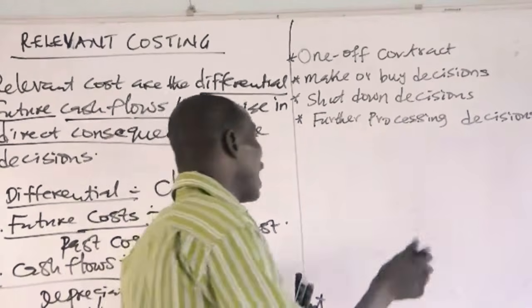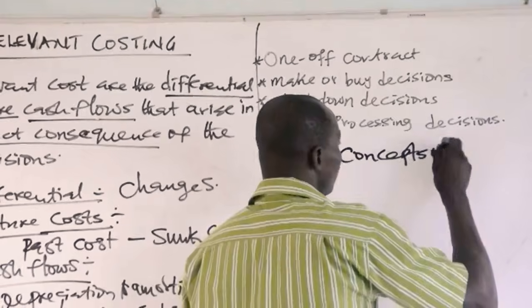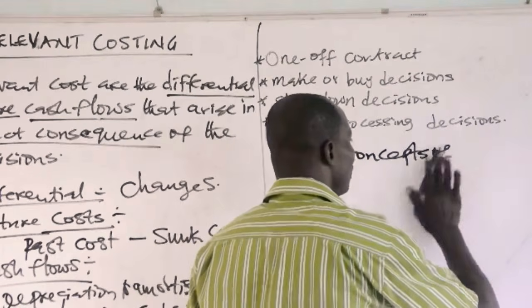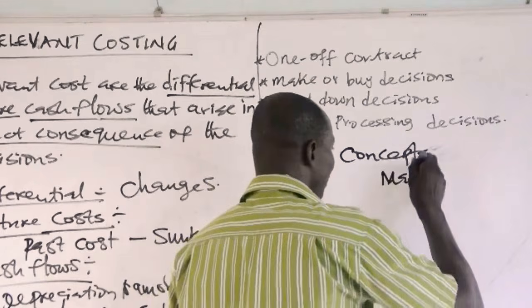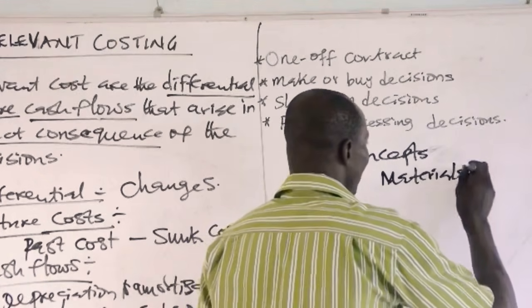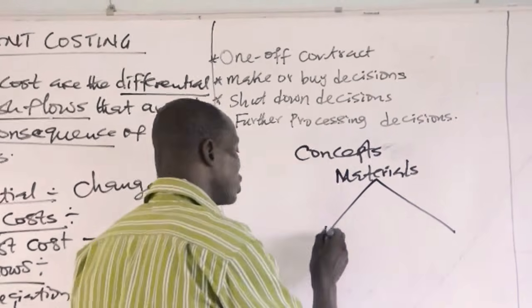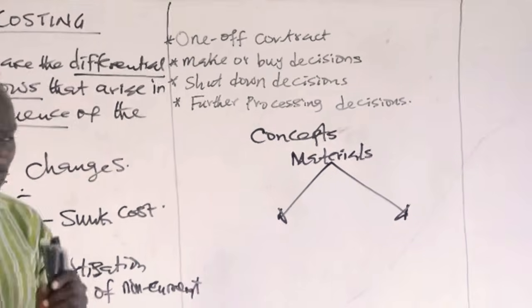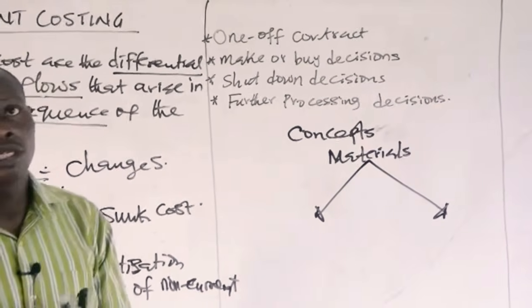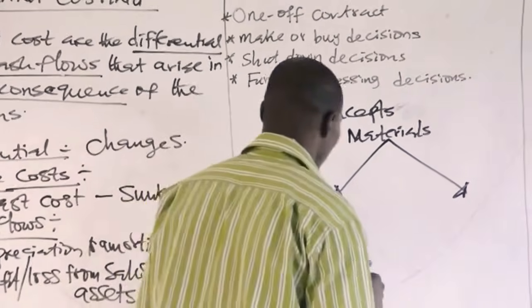Now we want to look at the breakdown of the concepts of relevant costs. Number 1, we have materials. What are materials? Materials are the substances from which goods are manufactured.